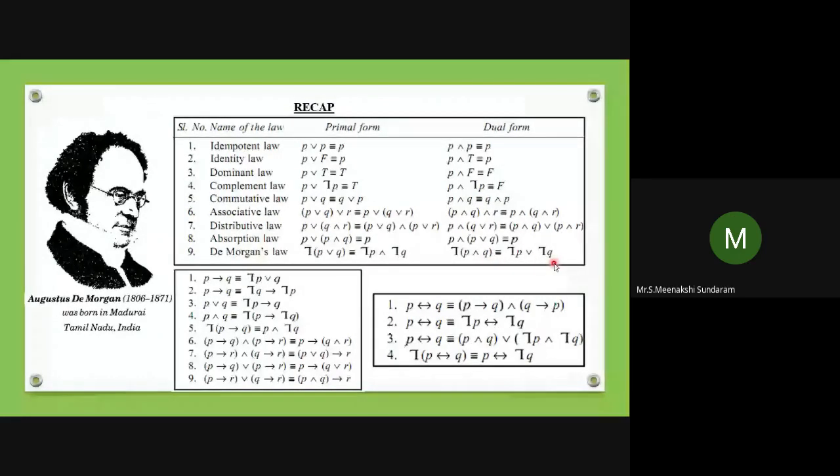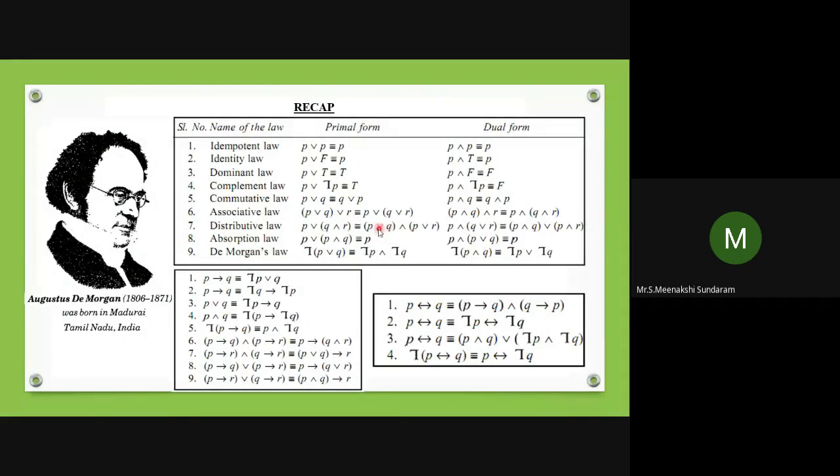That is the duality principle. Conjunction will be changed to disjunction, and P converted into negation P. These are the duality laws. These are the logical equivalences using disjunction and conjunction.